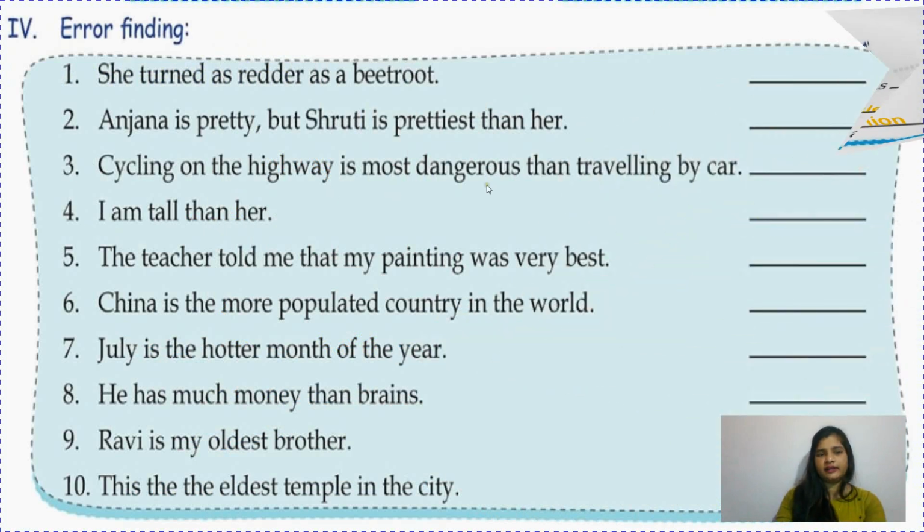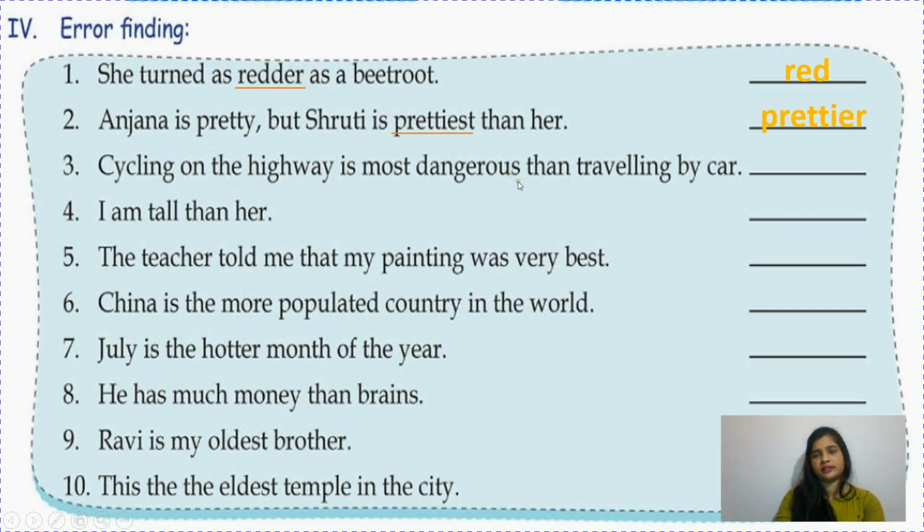Now, children, error finding. You have to find the error from these sentences, and you have to write the correct answer here. Let's do. She turned as redder as a beetroot. Children, just now we have read that when it is as, we have to write the positive degree. So please underline redder and write only red. Anjana is pretty, but Shruti is prettiest than her. Children, we are comparing two persons, and it is the superlative degree, but we have to write comparative degree. So prettier.